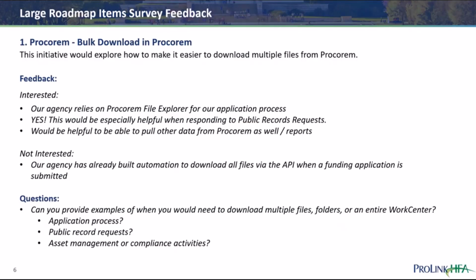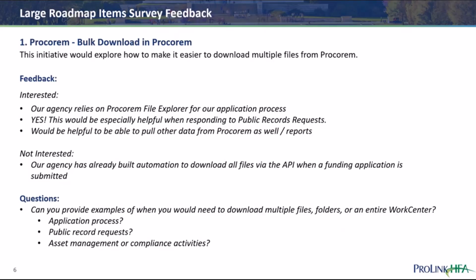So this is an initiative to explore how we make it easier to download multiple files in Procorem. Got a lot of feedback on this one. One agency actually relies on a tool that we built a few years ago called Procorem File Explorer for their application process. It's been in beta for 5 years or something. It's like a little experimental tool that we built. Then we've also have some other people that would like this for public record requests, and then just pulling data from Procorem.